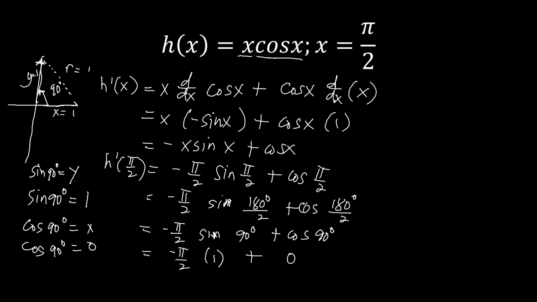So replacing, this is now the final answer. This is negative pi over 2 as our final answer for our h prime of pi over 2.